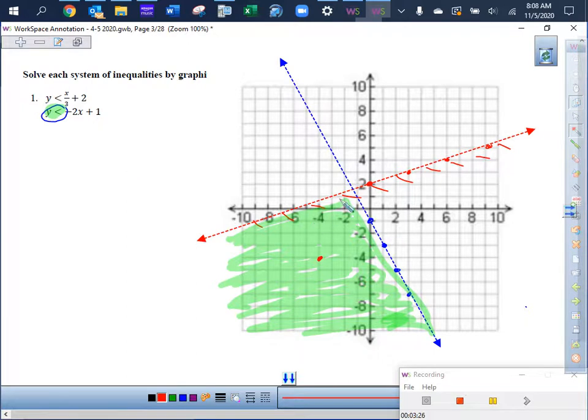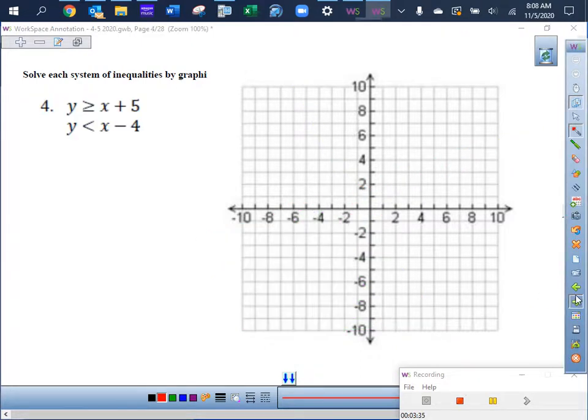So that's old school. Remember that? It's been a while, but remember doing stuff like that? Let's do another one of those. Just a warmer upper. So y is all by itself. That's nice. Y is greater than or equal to x plus 5. Doesn't he have a y-intercept of 5 and a slope of 1? Rise 1, run 1. Rise 1, run 1.